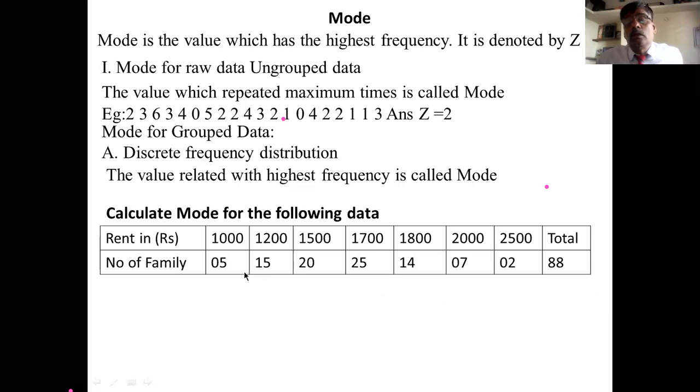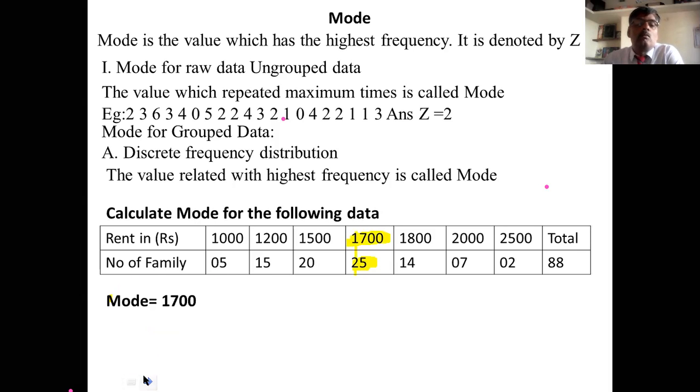In the frequency, what is the highest frequency? This 88 is not the highest. This is the total. Don't consider this total. Leaving the total out, of the remaining frequencies, which is the highest? Among these frequencies, the highest frequency is 25. Okay. 25 is the highest frequency, and the related value to this is 1700. This 1700 is called the mode.